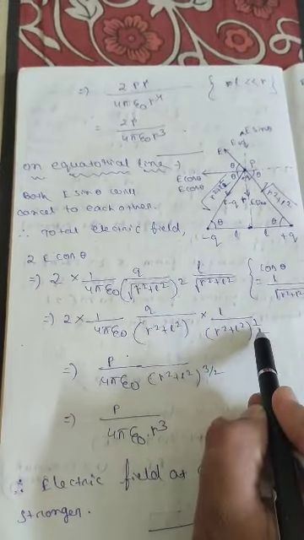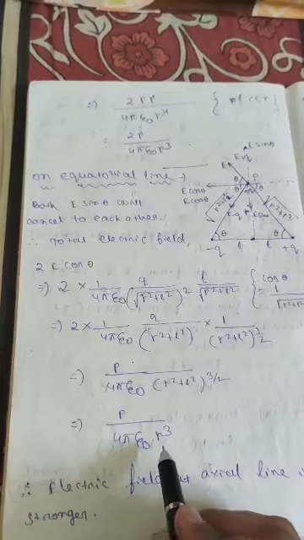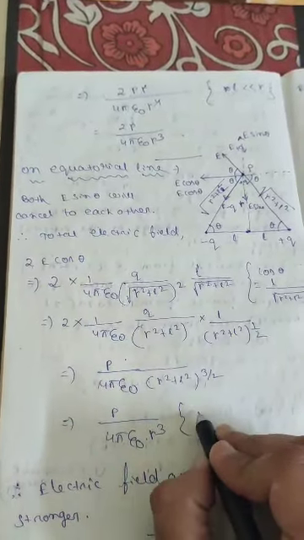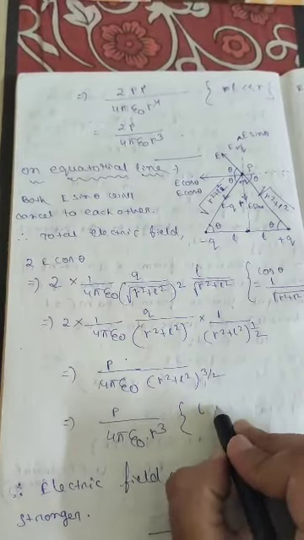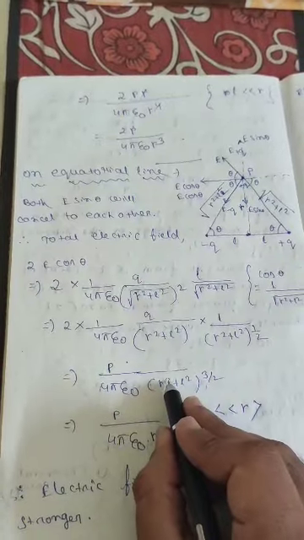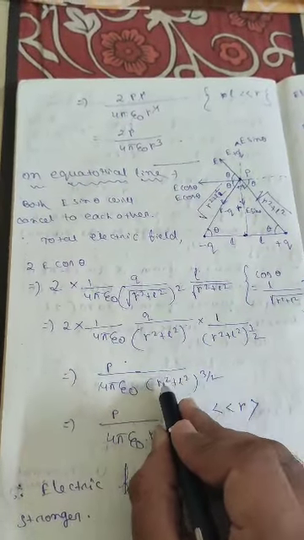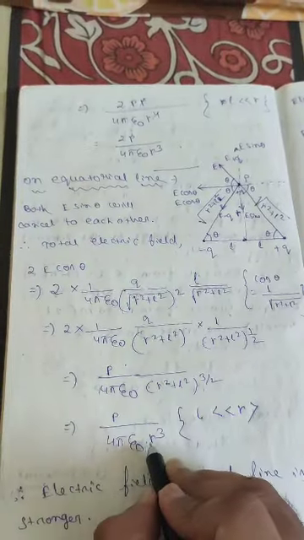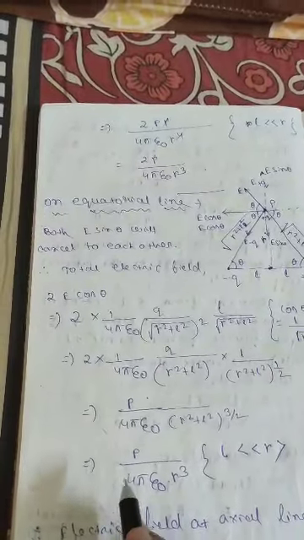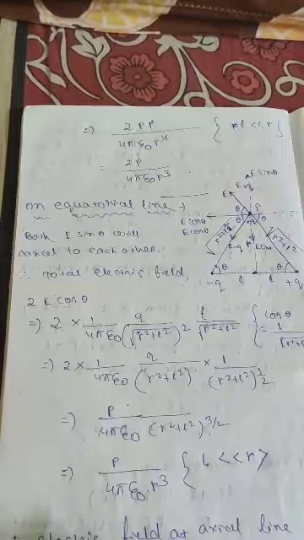This has the power 1 plus half, which is 3 by 2. So P by 4 pi epsilon naught, R cube. Why R cube? Because L is much less than R, so I have cancelled L. Here R square to the power 3 by 2, so 2 and 2 cancel. So the answer is P by 4 pi epsilon naught R cube. Clear?